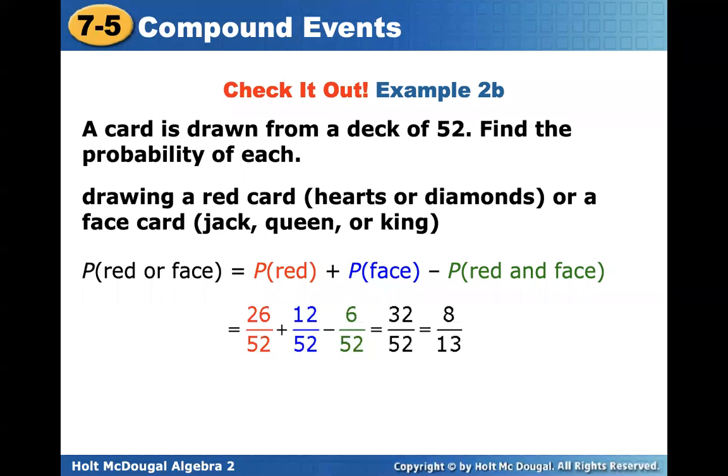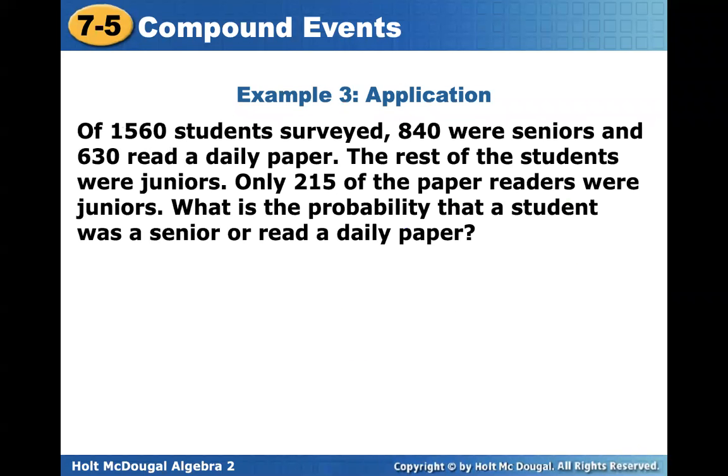Now, sometimes in a question like this, it might be difficult to come up with the answer. It says, what is the probability that a student was a senior or read the paper? When we're just given a bunch of numbers, sometimes that can be difficult. So in this example, I want to create what's called a Venn diagram, those circles that either don't intersect or do intersect. So let's read through this.